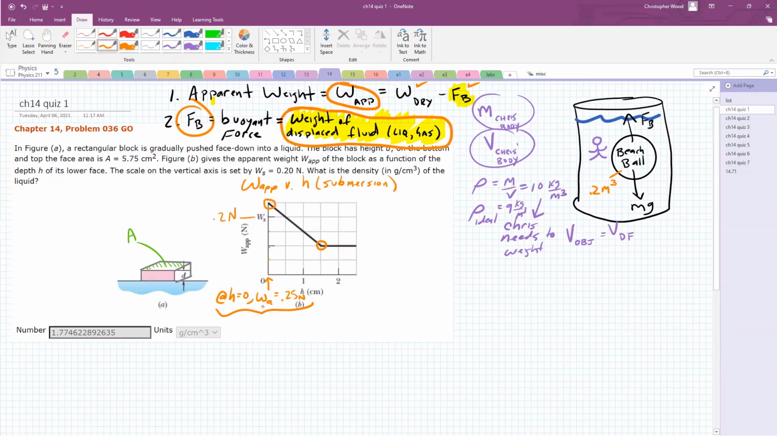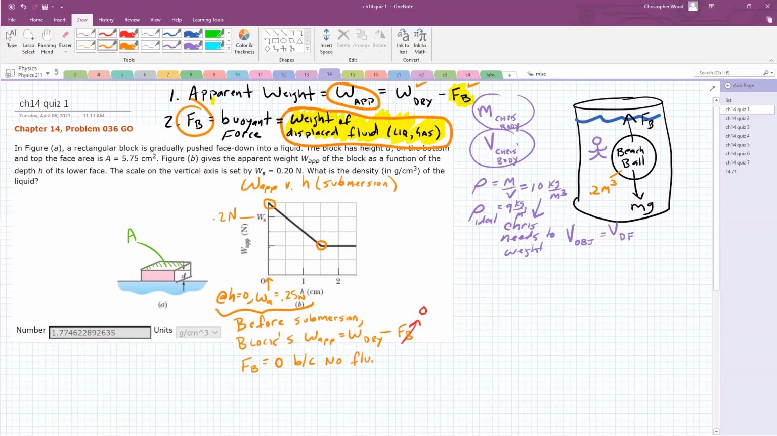So what does this mean? At h equals 0, the apparent weight W_A equals 0.25 newtons. This means the following. Before submersion, before the block is submerged, because h equals 0 means no part of this block is submerged, the block's apparent weight, which by the way equals the dry weight minus the buoyant force, equals the dry weight minus the buoyant force. And the buoyant force, which for the umpteenth time is the weight of the displaced fluid, is equal to 0 because no fluid is displaced.